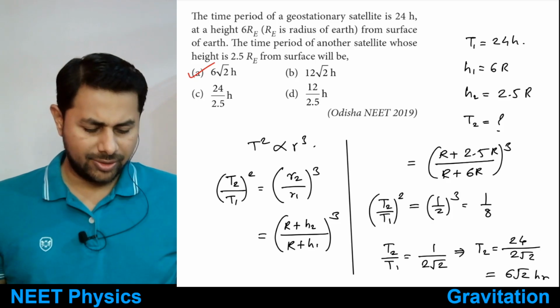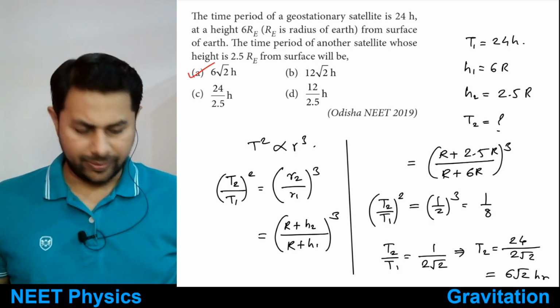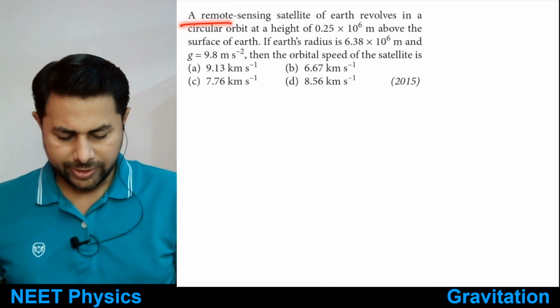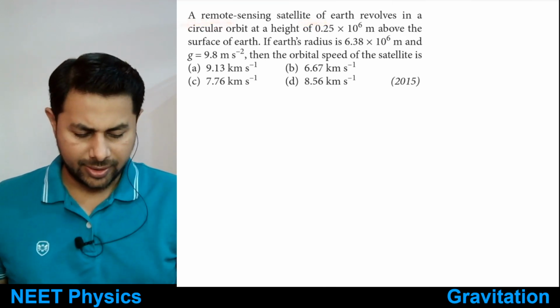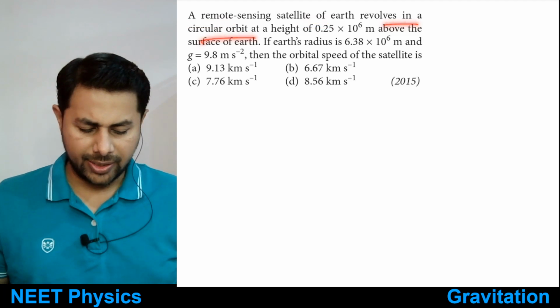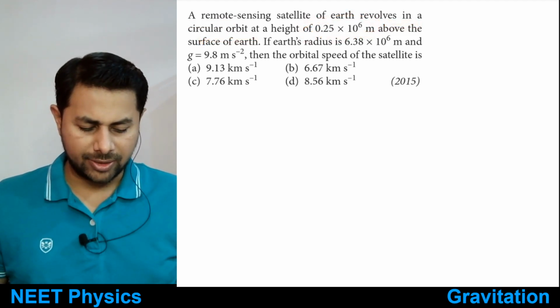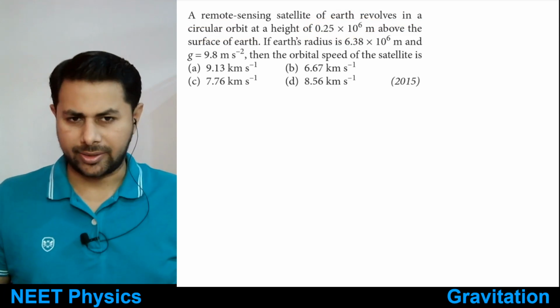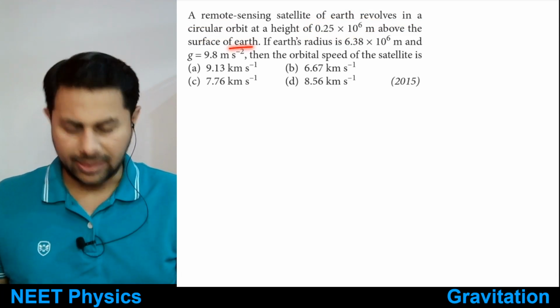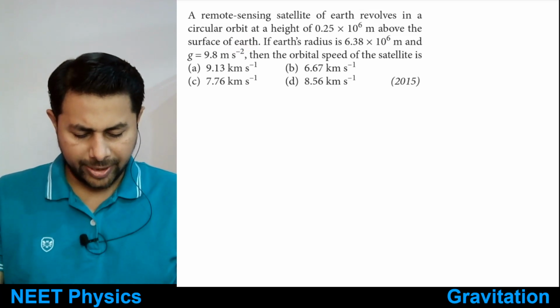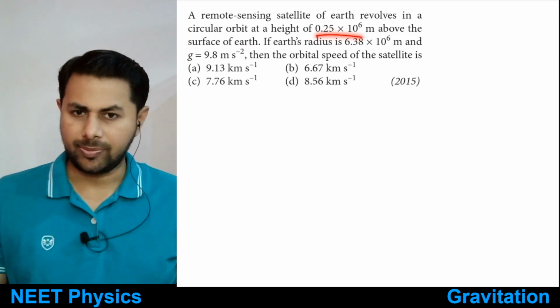Okay, you just need to compare them. All right, let's see the next one. A remote sensing satellite of Earth revolves in a circular orbit at a height of 0.25 × 10^6 m above the surface of Earth. So this is a remote sensing satellite and it revolves in a circular orbit at a height of this much.